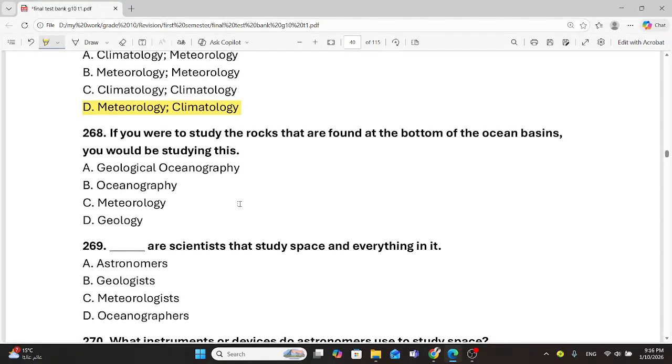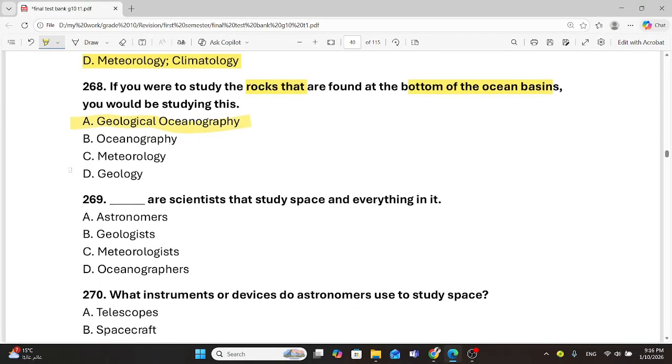If you were to study the rocks that are found at the bottom of ocean basins, you would be studying this: geological oceanography, oceanography, meteorology, or geology? It will be geological oceanography, because the rocks are found at the bottom of ocean basins, so we combine geological and oceanography.